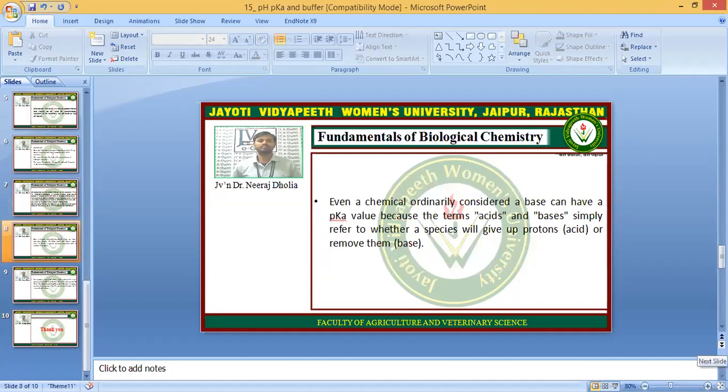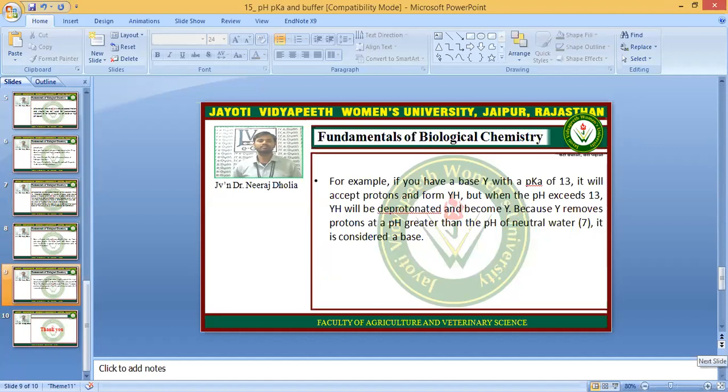Even a chemical ordinarily considered a base can have a pKa value, because the terms acid and base simply refer to whether a species will give up protons or remove them. For example, if you have a base Y with a pK of 13, it will accept protons and form YH, but when the pH exceeds 13, YH will be deprotonated and become Y. Because Y removes protons at a pH greater than the pH of neutral water, that is 7, it is considered a base. So these were the basics of pH, pK and buffers.